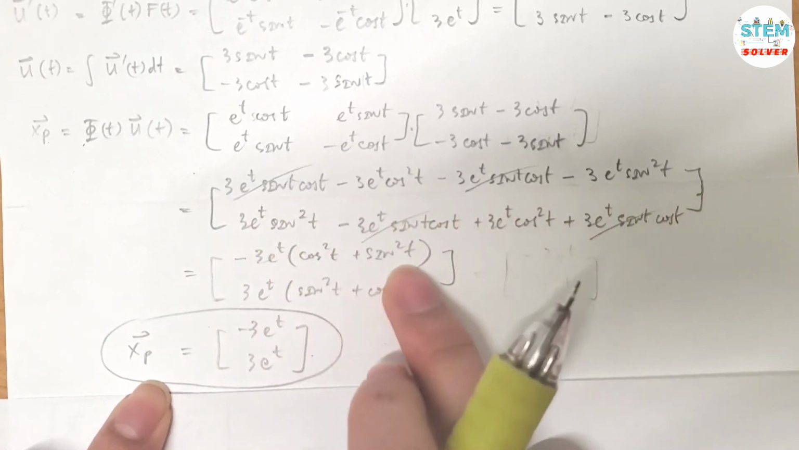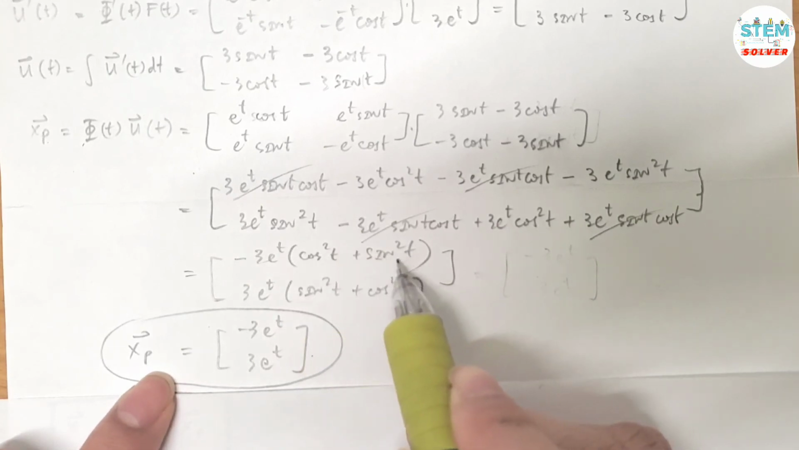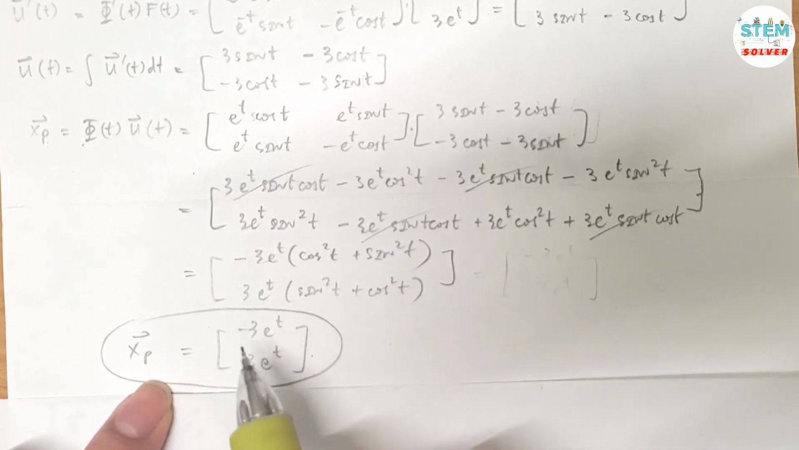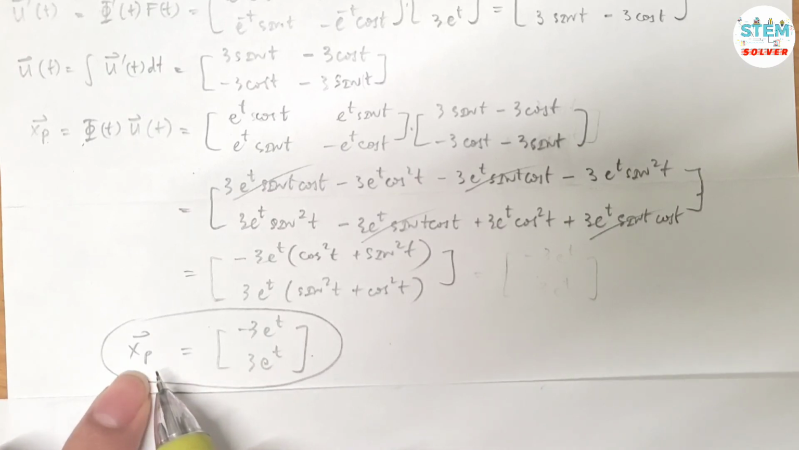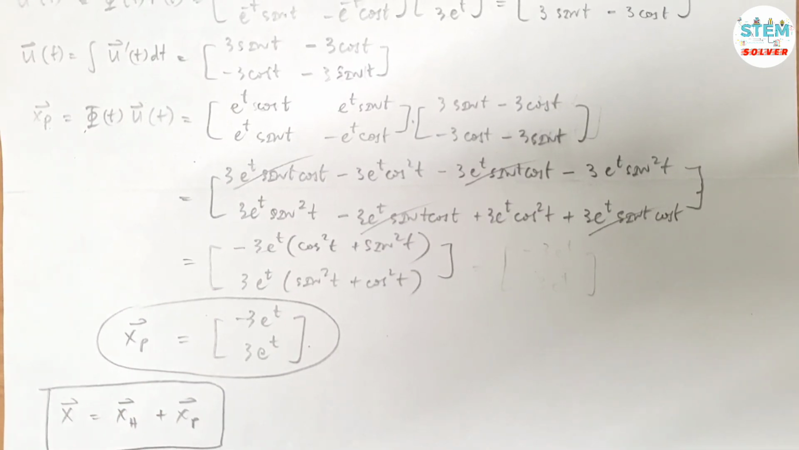When you simplify this, you will get this. Here's a trig identity: cosine squared of t plus sine squared of t equals 1. So your x of p is simply this. Then your final answer is equal to the combination of the non-homogeneous and homogeneous parts.